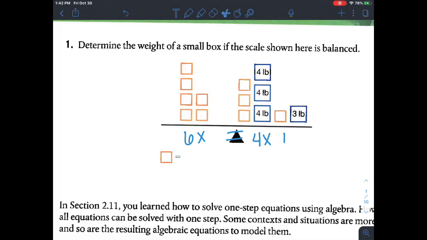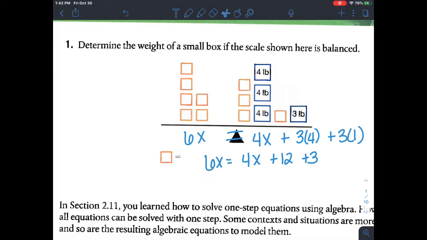1, 2, 3, 4 orange boxes, so 4x, because x, I don't know how much it weighs, but I have 3 4-pound boxes and 1 3-pound box. So I'm going to add up all of the weight and basically solve for x.